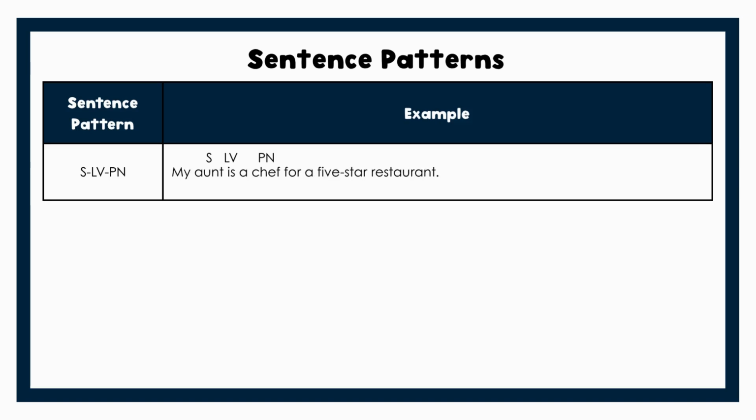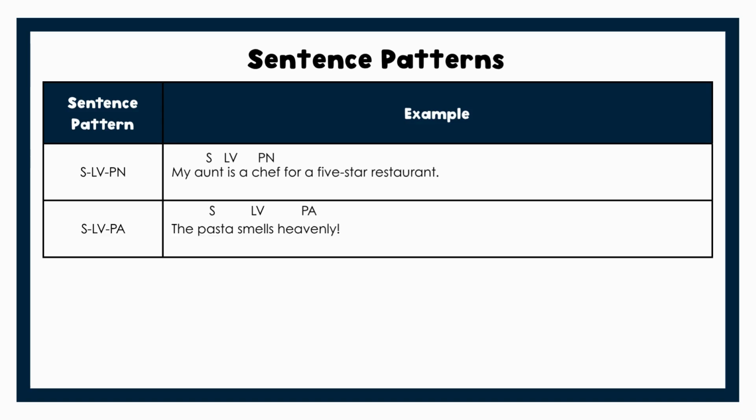Our last 2 sentence patterns use linking verbs. Our first pattern is the subject, linking verb, predicate noun pattern. An example sentence would be, my aunt is a chef for a 5-star restaurant. Aunt is our subject. Is would be our linking verb, which connects aunt to the predicate, a chef for a 5-star restaurant. Remember that our predicate noun renames or further defines the subject, which is what chef does. Chef is our predicate noun because it further defines our subject, aunt.